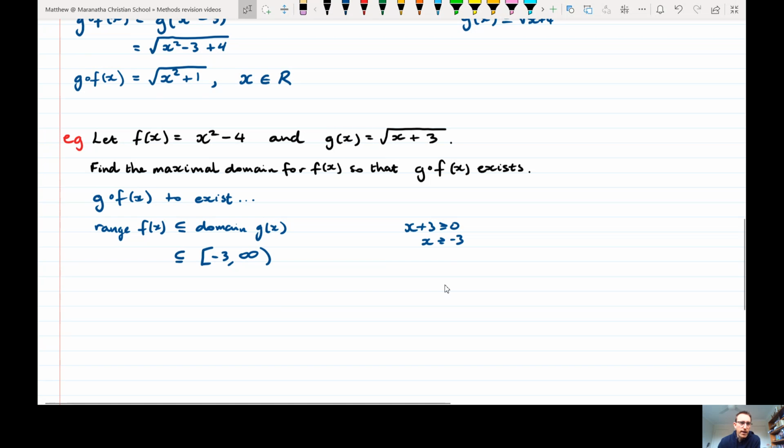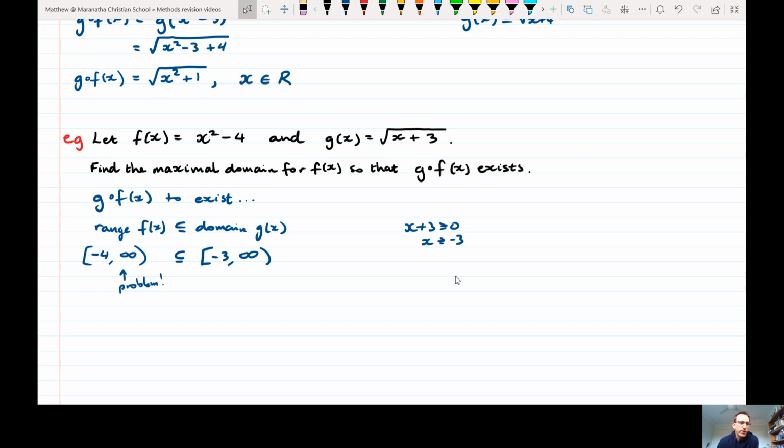So that means this range must be greater than or equal to -3, but the problem is at the moment it's an unrestricted quadratic, so the range of f unrestricted is -4 to infinity. That is a problem because -4 to infinity is not a subset of -3 to infinity. -3 to infinity is a subset of -4 to infinity, but that's not what we're asking. We're asking -4 to infinity to be inside there. So this is the problem.